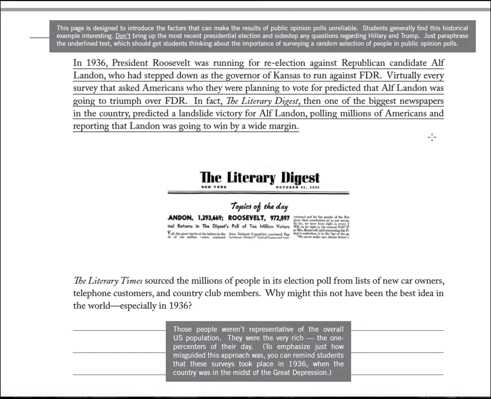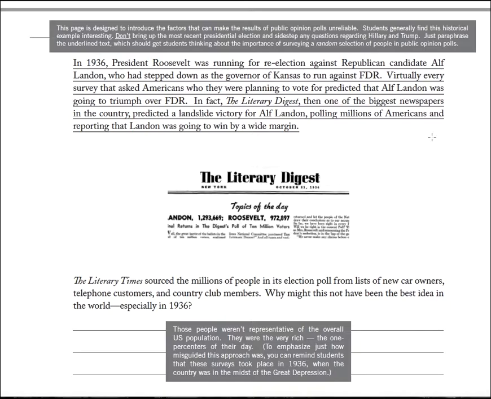So if I were asking Americans in 1936, and I only asked Americans who were new car owners and country club members, would that be representative of the populace? Of course not. Those people were the ultra wealthy of their day. Those were the 1%ers of the mid 1930s, right? So those people said, hey, we're voting for Alf Landon, which is why all the newspapers thought that he was going to win.